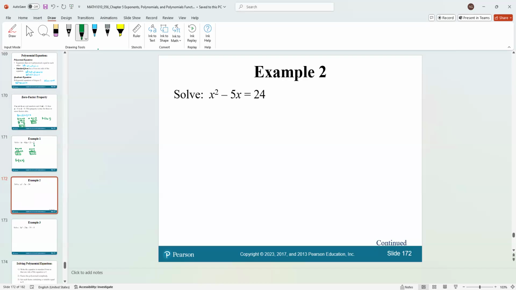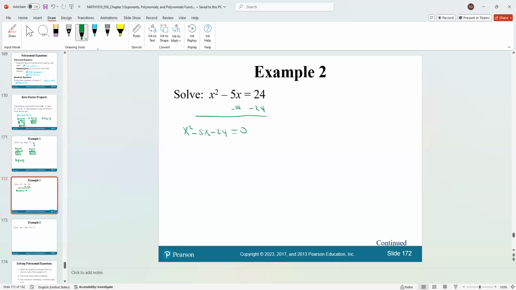I need, first of all, to make sure I bring all the terms on one side. When I bring all the terms to one side, I need to set it equal to 0. For example, here, I can subtract 24 from both sides. Now, let's suppose I subtract 24 from both sides. I end up with x squared minus 5x minus 24 equal to 0.